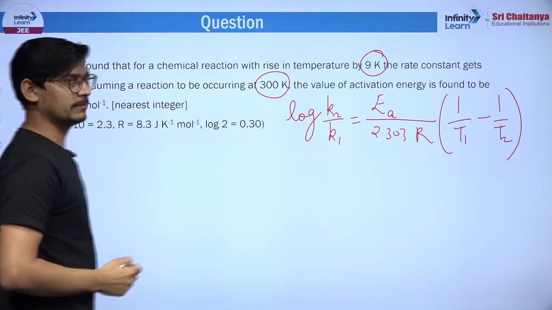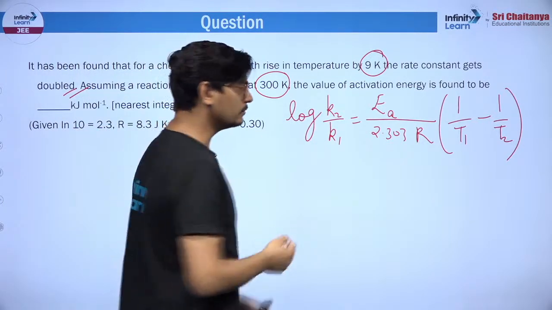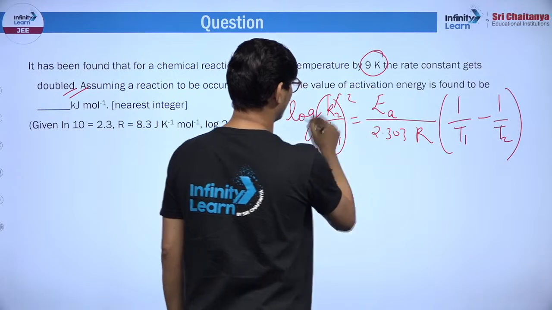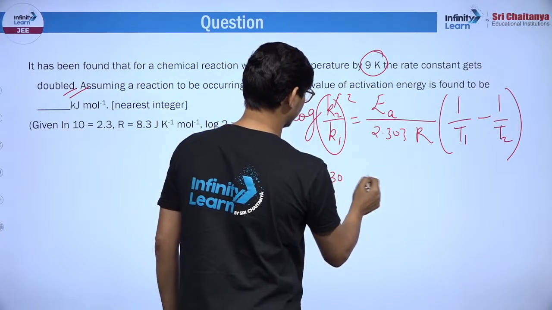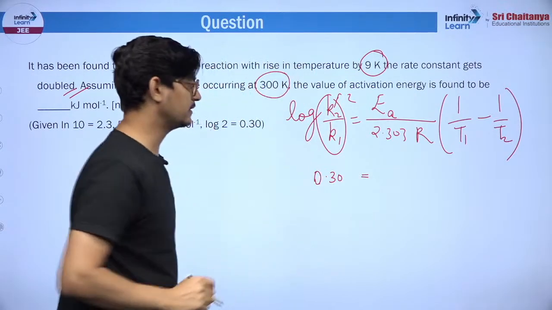रेट कांस्टेंट गेट्स डबल, तो मतलब K2 by K1 कितना हो जाएगा? 2. रेट कांस्टेंट डबल हो रहा है तो रेशियो 2 हो गया. log 2 कितना हो गया? 0.30 दे रखा है उसने वैसे. ठीक है, log 2 0.30.